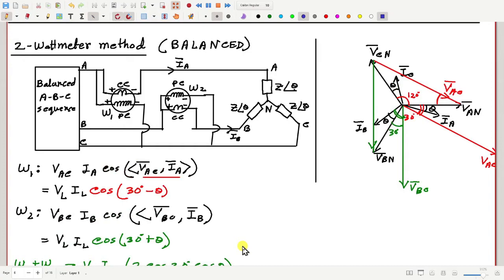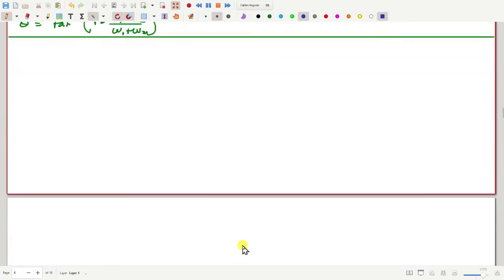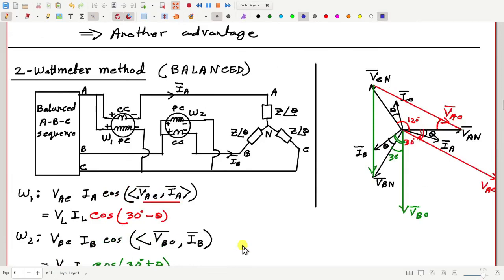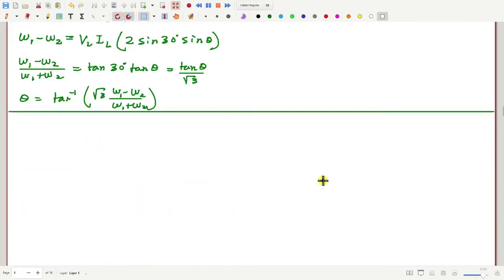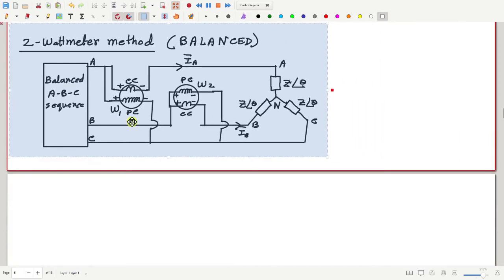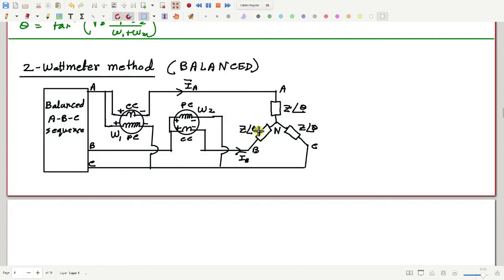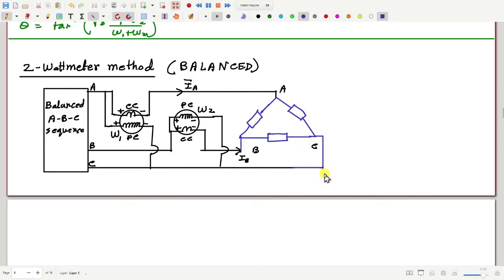Achha, let us do one more exercise, just to strengthen our understanding a bit more. Let me copy this. Now suppose I change the star connected load into a delta connected load. And suppose I also change the phase sequence, maybe A, C, B. However, they are still balanced, Z angle theta, Z angle theta, Z angle theta.